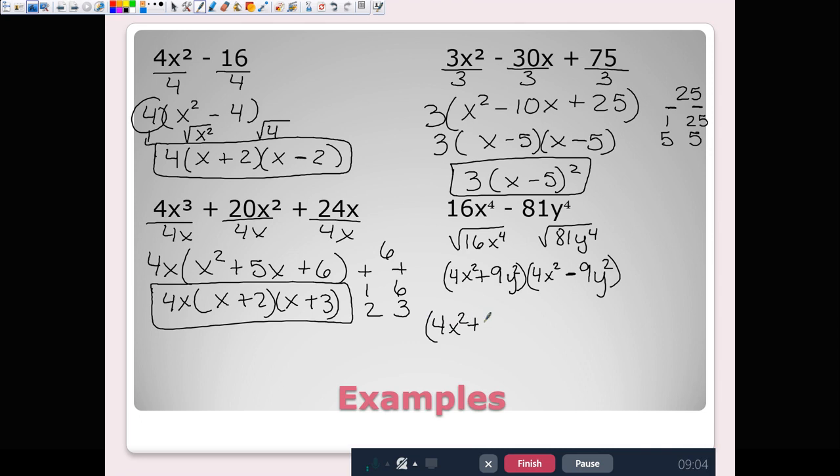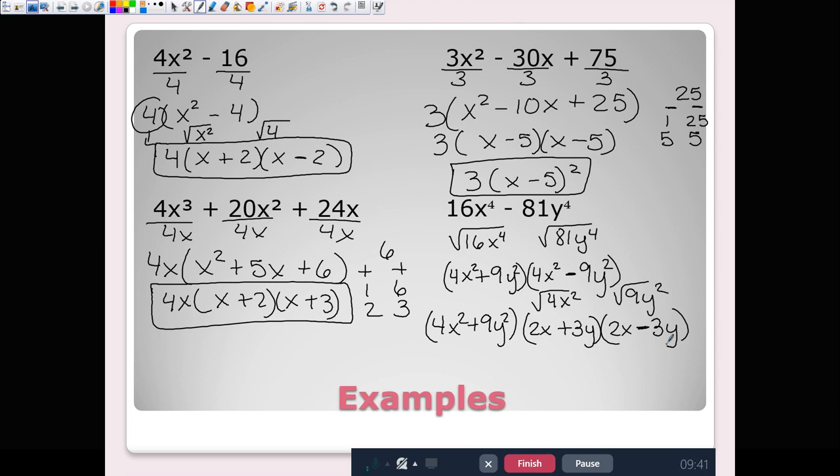How about my second binomial? Is it two perfect squares? Yes. Is it a difference? Yes. So I need to do what we did up here again. So I'm going to square root 4x squared and square root 9y squared, and it's going to be two binomials, one the sum and one the difference. The square root of 4x squared is 2x. Square root of 9y squared is 3y.